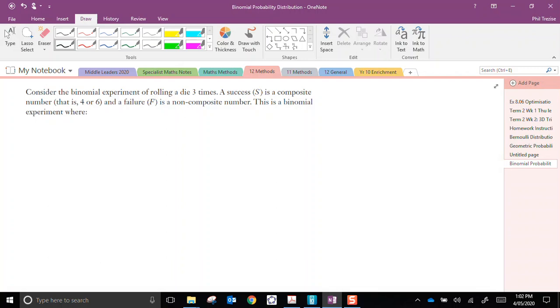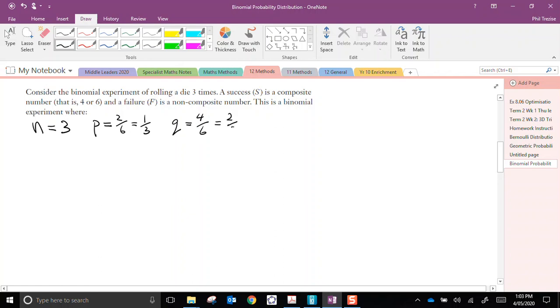So let's start by writing down here the conditions. N equals 3, because it said rolling 3 times, n is fixed. Probability of success was getting a 4 or a 6. Well, there's 2 numbers there out of 6 outcomes. That's 1 in 3. Q, the chance of not having a successful outcome, that would be 4 in 6, or 2 on 3. So that's the fixed P and Q. That doesn't change from time to time.